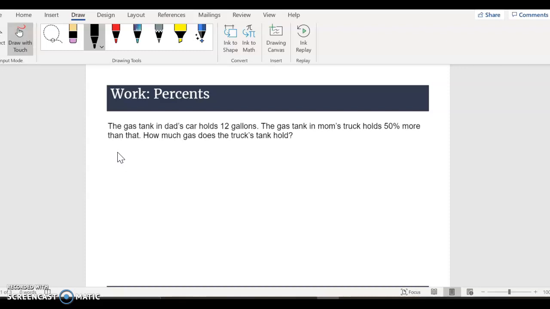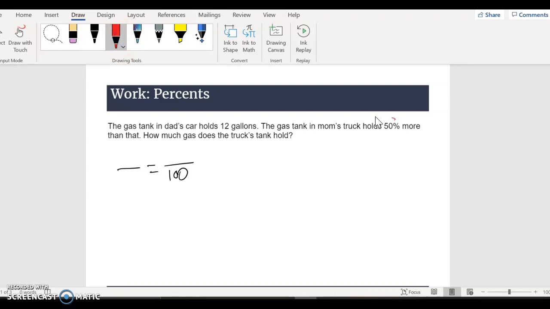So the first question says the gas tank in Dad's car holds 12 gallons. The gas tank in Mom's truck holds 50% more than that. How much gas does the truck tank hold? So we're obviously dealing with a percent, so we're going to have to set up a proportion.